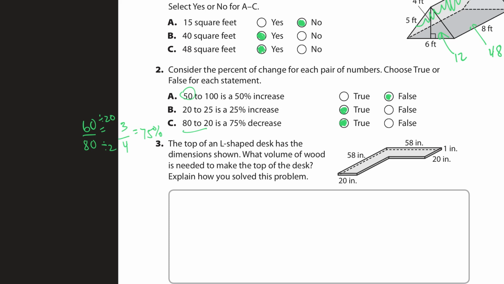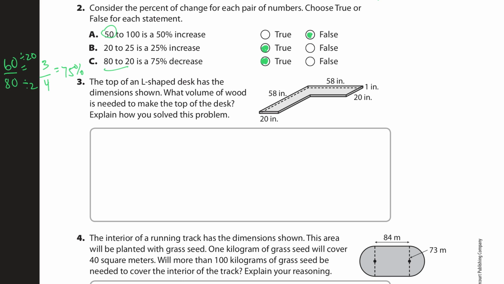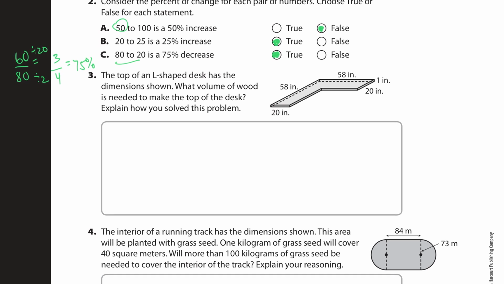So false, true, true. Okay, next is our top of an L-shaped desk. It has the dimensions shown. Okay, so this is our L-shaped desk. What volume of wood is needed to make the top of the desk? Explain how you solve the problem. So I believe it's 1,920 square inches. And how do you solve the problem?